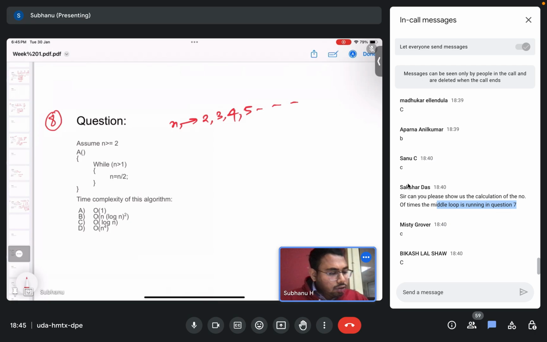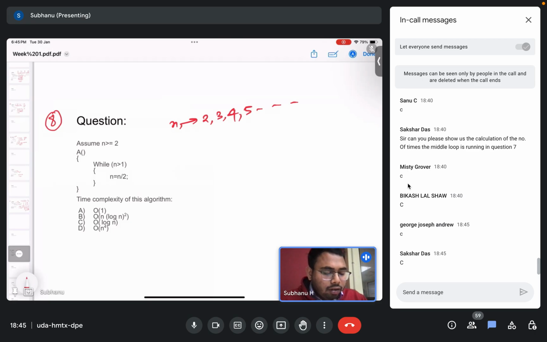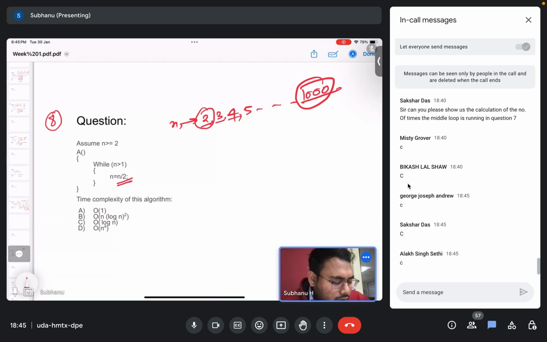So we were in this question: while n is greater than 1. For 2 it is greater than 1, and for 3 it is also greater than 1. So from 2 basically, or maybe from 1000, from any number greater than 1 it will start. Each time n is decreasing by 2, like you are doing n = n/2, so the value of n is decreasing. So what will be the time complexity in this case?